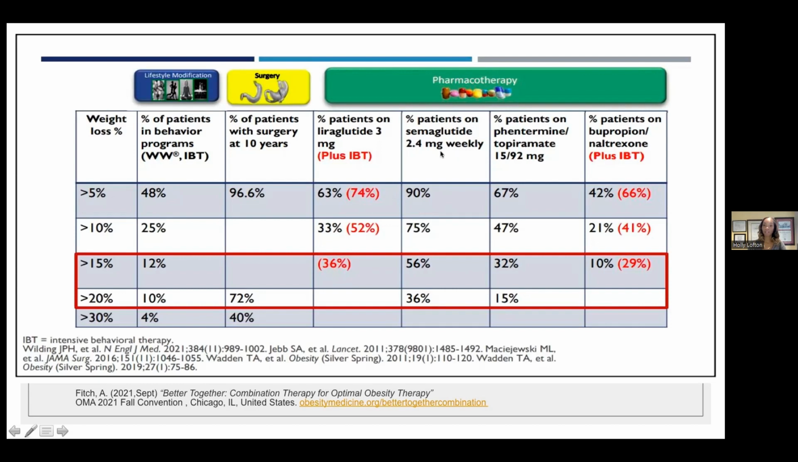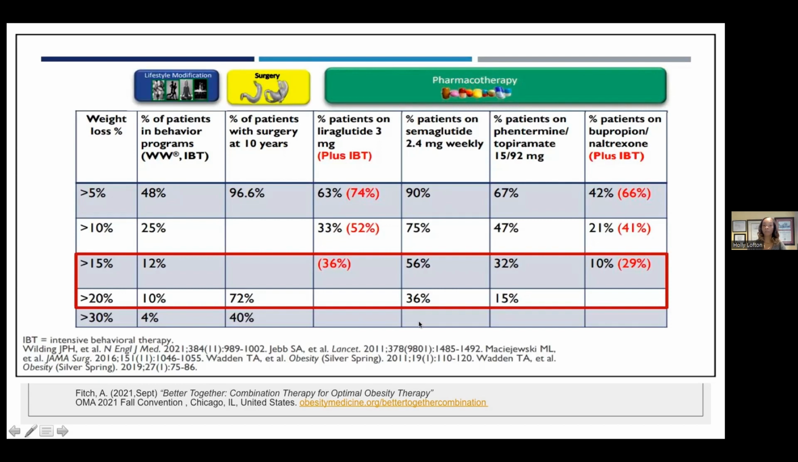Looking at semaglutide 2.4, which is indicated for weight management, about 90% of patients will respond with 5%. However, I want to point out that means that 10% of patients are non-responders to GLP-1 agonists. I know there's a lot of press and interest in GLP-1 agonists. I prescribe them widely. There are patients who do not respond, so we need to use other modalities to help those patients.